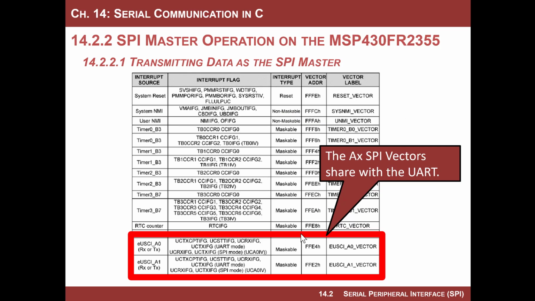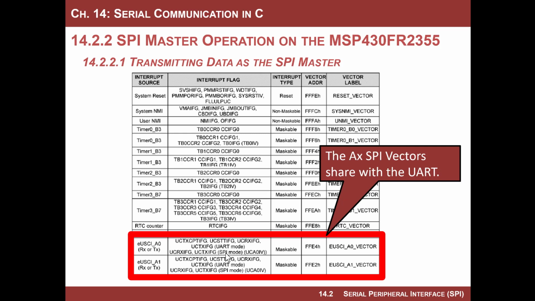Okay, if it's got an interrupt, it needs a vector. So remember, all 4 of the serial communication peripherals on the MSP430 FR2355 have their own vector. We are going to use A0 because that pumps it out to pins on the LaunchPad board that are really easy to probe. And here it is. It's called EUSCI_A0 vector.